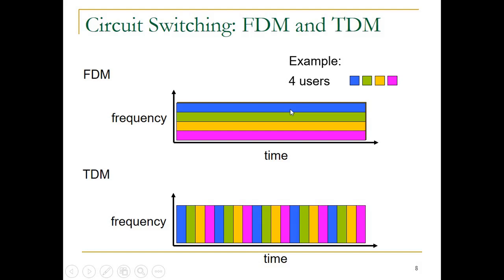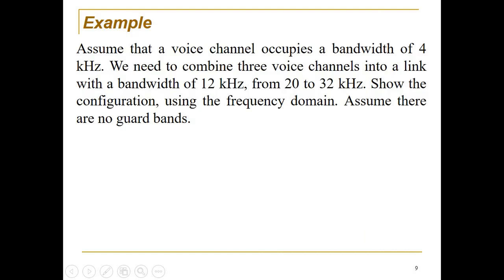So we do have some calculations that we want to look at when it comes to frequency division multiplexing and time division multiplexing. Here's the question, which says: assume that a voice channel occupies a bandwidth of 4 kilohertz. We need to combine three voice channels into one link with a bandwidth of 12 kilohertz, from 20 to 32 kilohertz. Show the configuration using the frequency domain and assume that there are no guard bands.